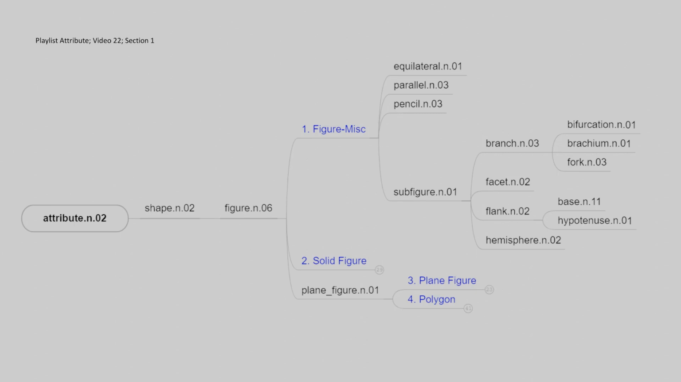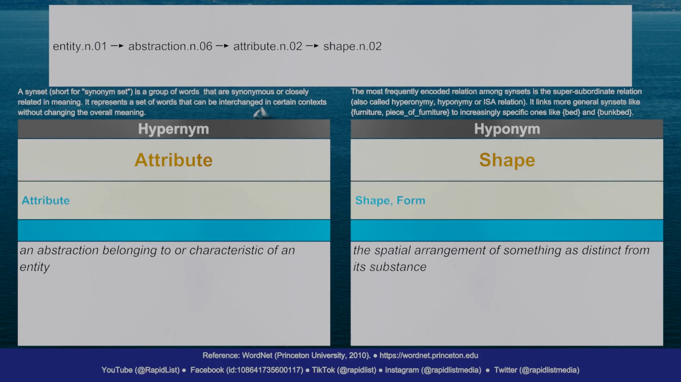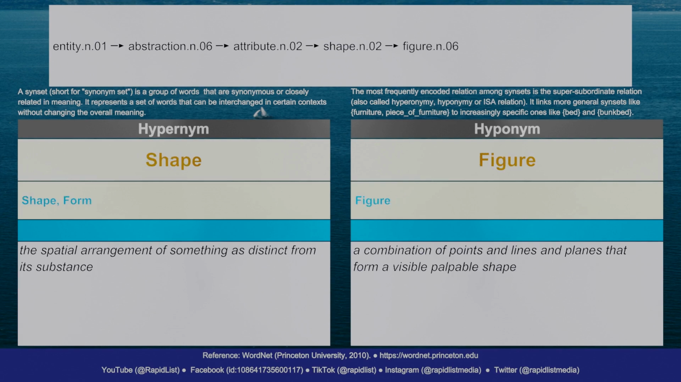Section 1. In this section we will explore some miscellaneous figures such as equilateral, parallel, pencil, and subfigure. Shape. The spatial arrangement of something is distinct from its substance. Geometry is the mathematical science of shape. Figure. A combination of points and lines and planes that form a visible, palpable shape.